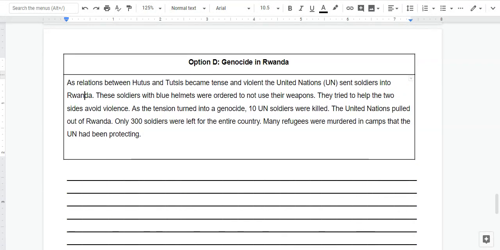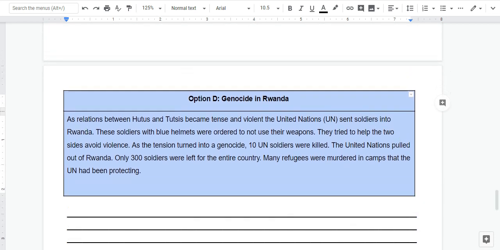Genocide in Rwanda, option D. As relations between the Hutus and Tutsis became tense and violent, the United Nations sent soldiers into Rwanda. These soldiers with blue helmets were ordered not to use their weapons. They tried to help the two sides avoid violence. As the tension turned into a genocide, 10 UN soldiers were killed. The United Nations pulled out of Rwanda. Only 300 UN soldiers were left for the entire country. Many refugees were murdered in camps that the UN had been protecting.